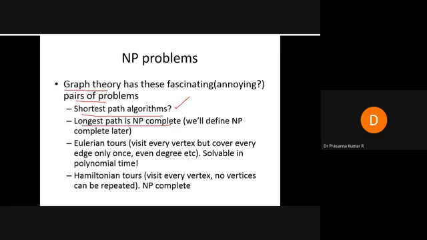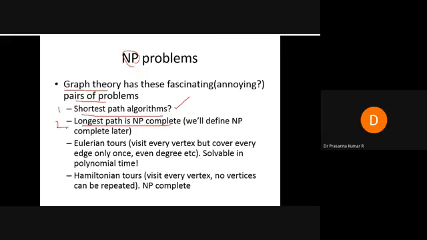We are just discussing NP problems only. We have not started our discussion on NP hard and NP complete problems. We'll define NP complete later, don't worry as of now. I'll explain what NP complete is at a later part. So example number one for NP problem is shortest path. Second one is longest path, which is NP complete.